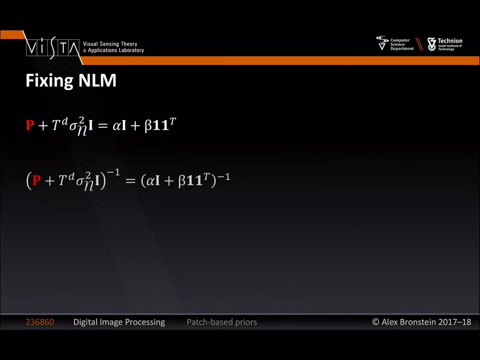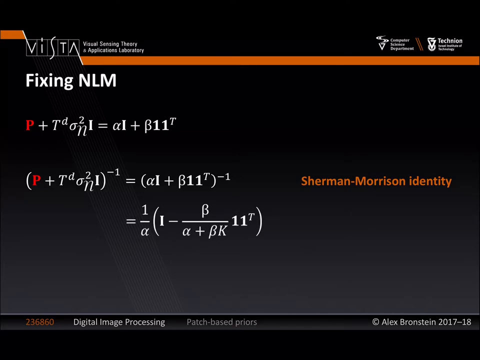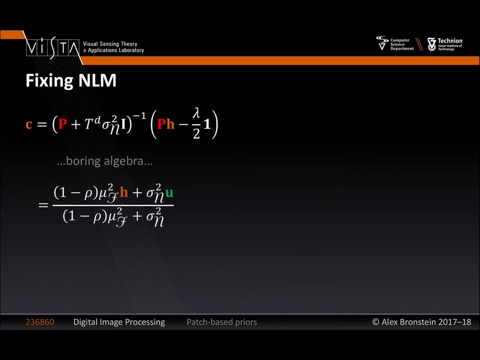And if I want to invert this, there is a very nice matrix identity that is called the Sherman-Morrison identity. Basically, how do you invert a matrix perturbed by a rank 1 or a low rank update? Okay, and there you have this identity. So now if I substitute my specific values for alpha and beta, after some boring algebra, I'm going to get this. Okay, so I'm ignoring the details. You are, of course, welcome to derive them yourselves. It's not difficult. Just a few lines of algebra.